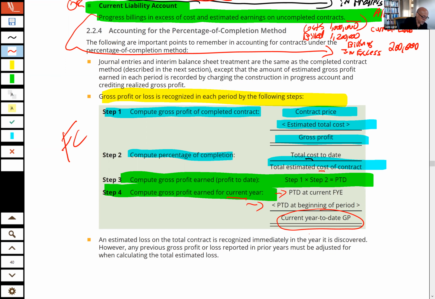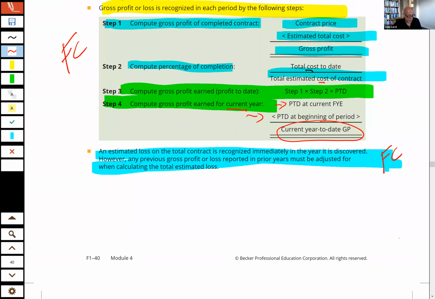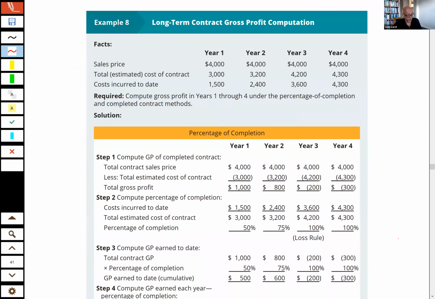Now, we're going to see the same thing for the completed contract method here in a little while, but it's important to remember that losses are always and forever recognized immediately. And if you've taken profit in previous periods, you will literally have to take a big enough loss to wipe out any profits that had been taken in previous periods. So let's just look at this example. And this example is a very good example that has been in the course for years.